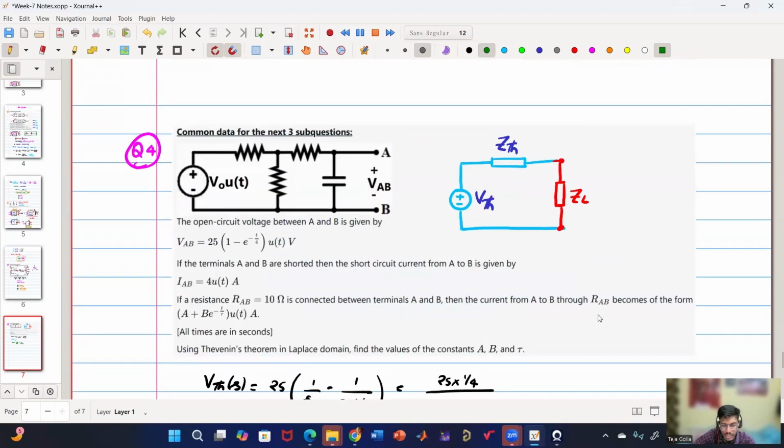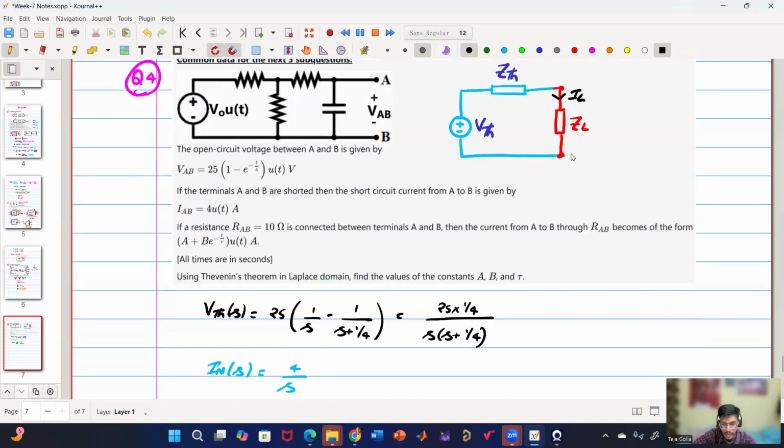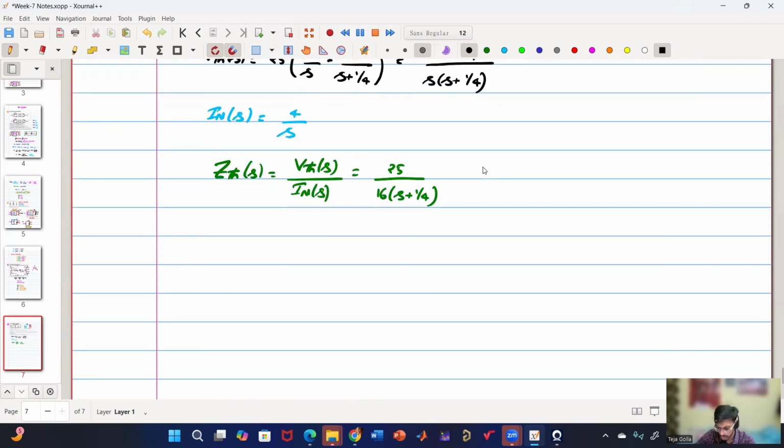So they're asking what is the current through RAB. So this load current is what they're asking, IL. So what is IL? IL of S is VTH by ZTH plus ZL. So I load of S is nothing but VTH of S by ZTH plus ZL. Yes, very good.